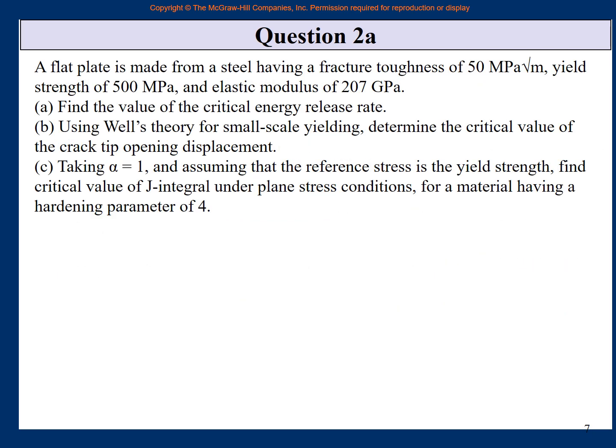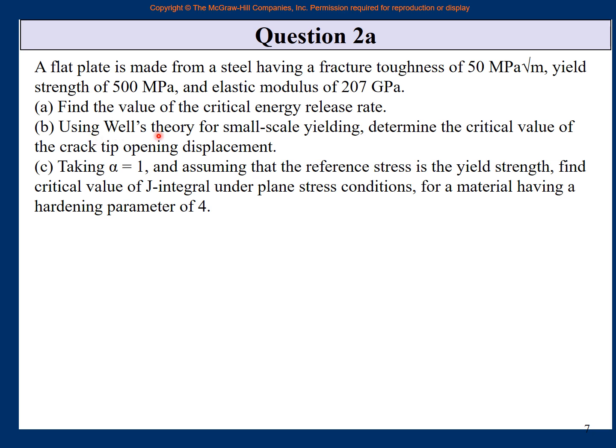Question 2A of this quiz. Very simple again, but simple if you have gone through this chapter. A flat plate is made from a steel having a fracture toughness of 50 megapascal root meter, yield strength of 500 megapascal, and elastic modulus of 207 gigapascal. So all the material values are given. A, find the value of the critical energy release rate, GC.